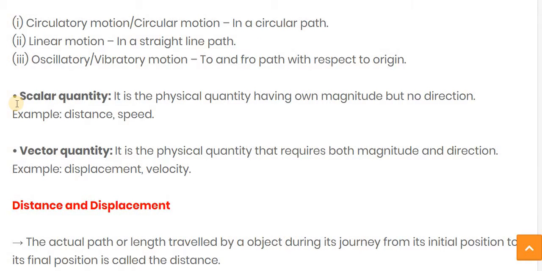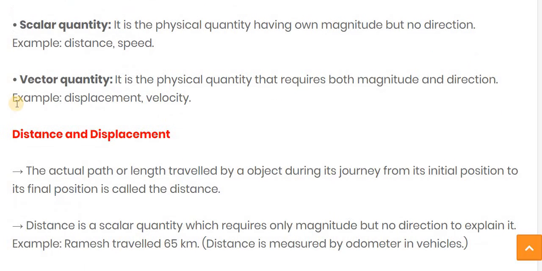Then after that we have seen the scalar quantity and the vector quantity. It's a type of physical quantity. Scalar means a quantity which requires a magnitude but does not require any direction. That kind of quantity we consider as a scalar quantity, whereas a vector quantity does require both things, magnitude and direction.